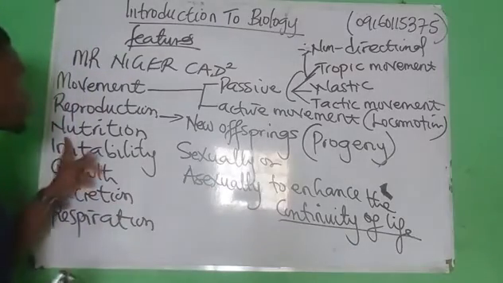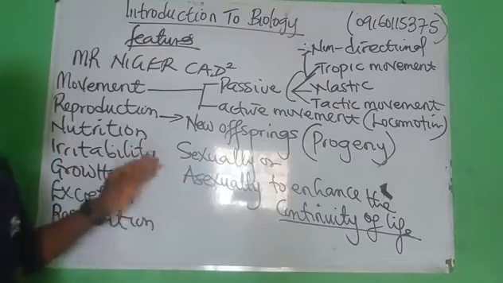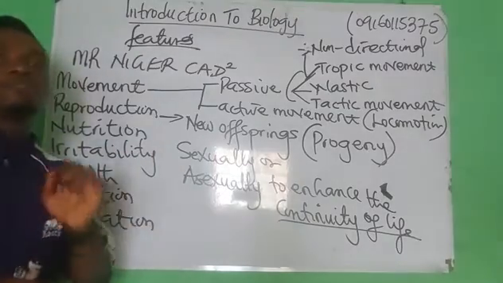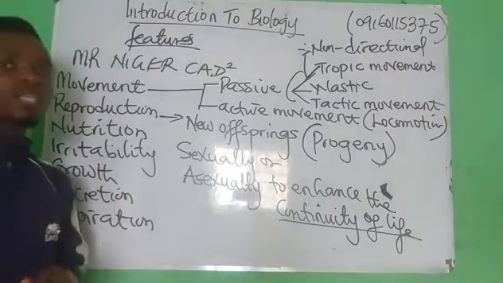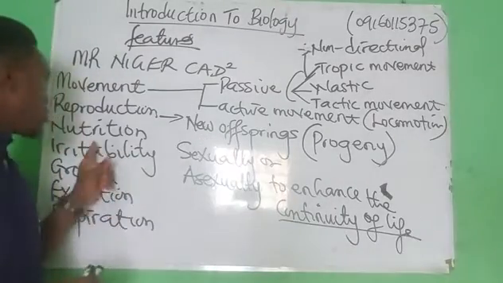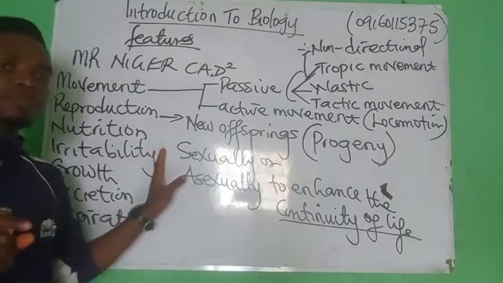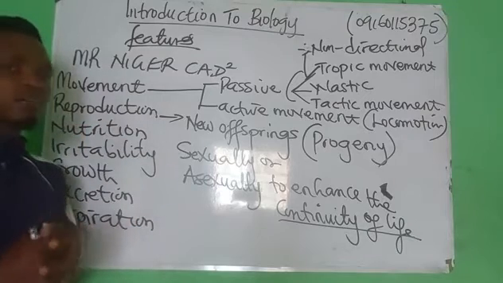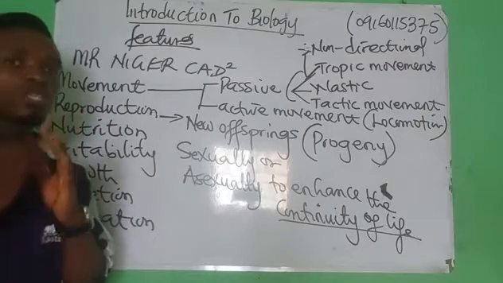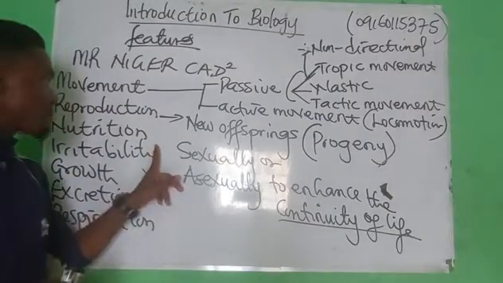The third one is what? Nutrition. Nutrition is the ability of an organism to obtain its food from its external environment for good growth and healthy development. I'll take it again. Nutrition is the ability of an organism to obtain its food from the external environment for good growth and healthy development. So please, there are two types of nutrition.